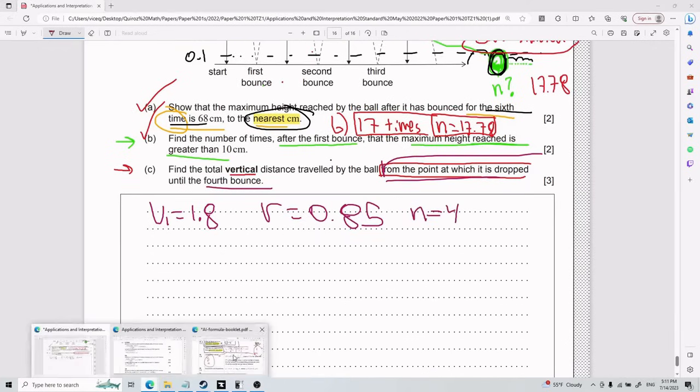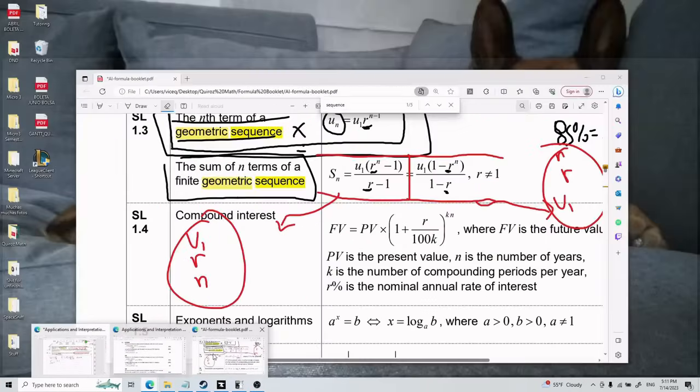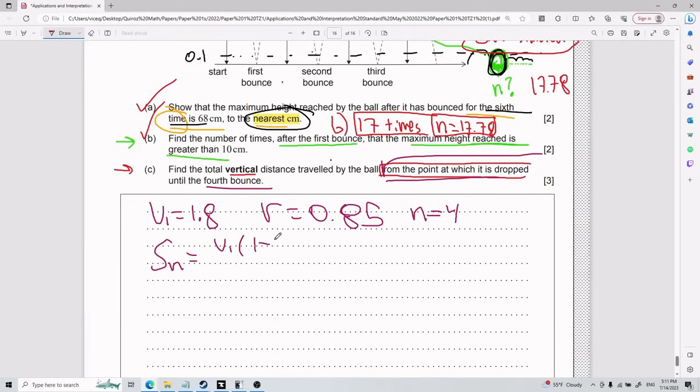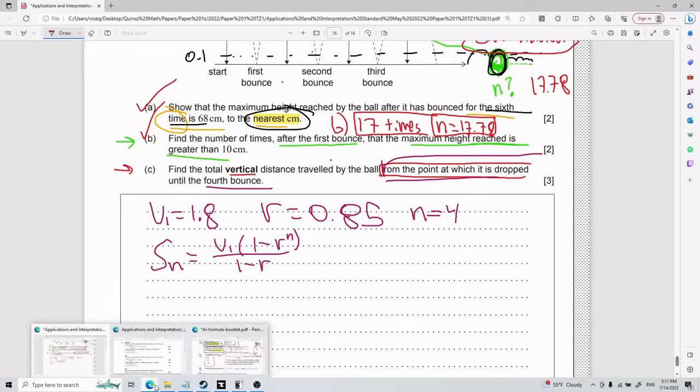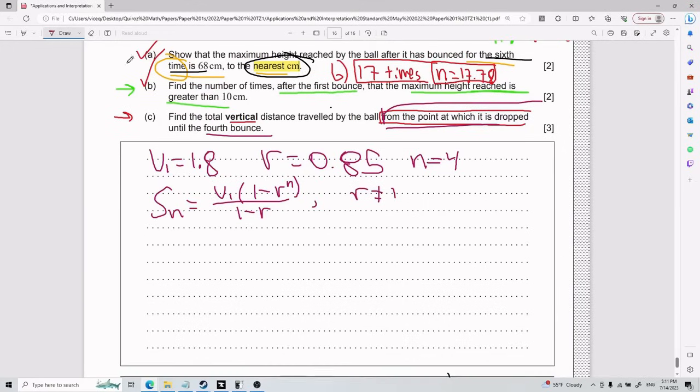So we pull up my equation. It looks something like this. S of n equals u1 times parentheses 1 minus r to the power of n, parentheses close, over the denominator 1 minus r, all of this with r not being equal to 1. If I start plugging in, I'm first going to plug in that n is 4. S4 equals u1 times 1 minus r to the power of n, and n is 4, divided by 1 minus r.